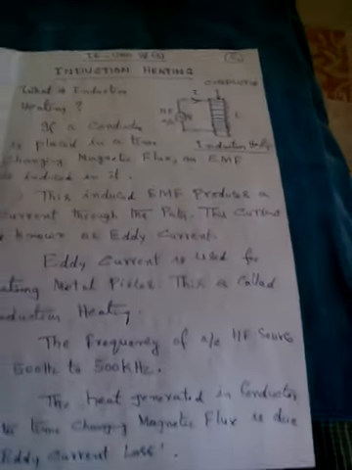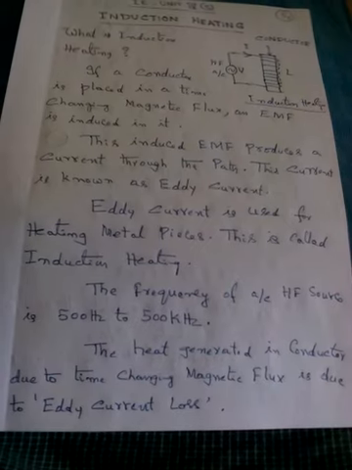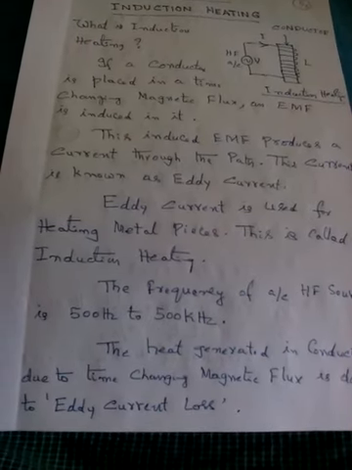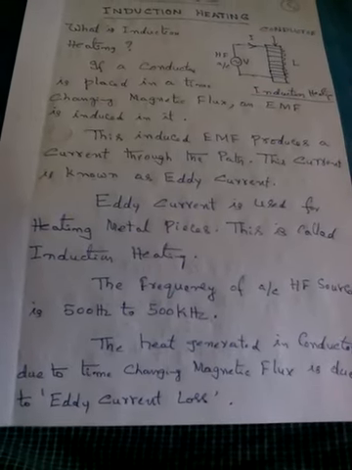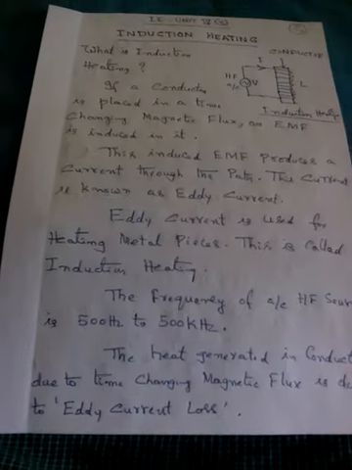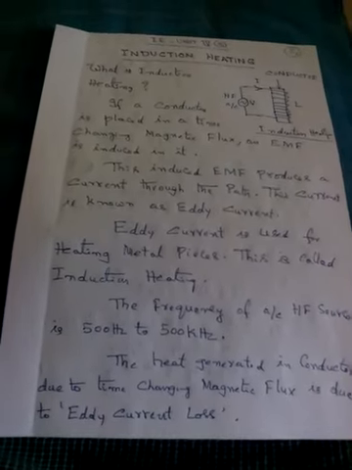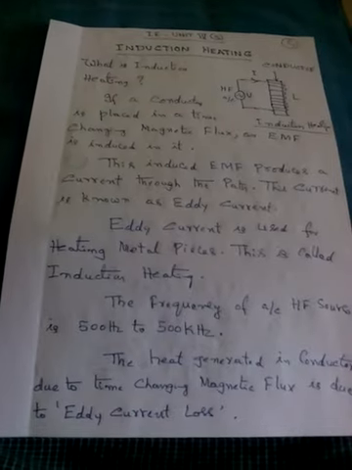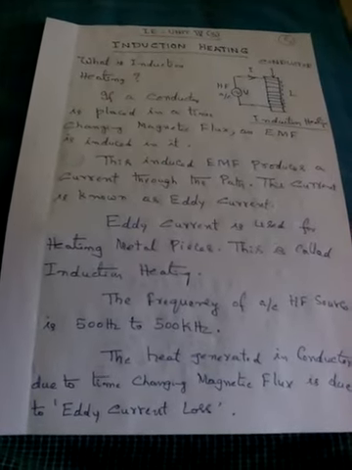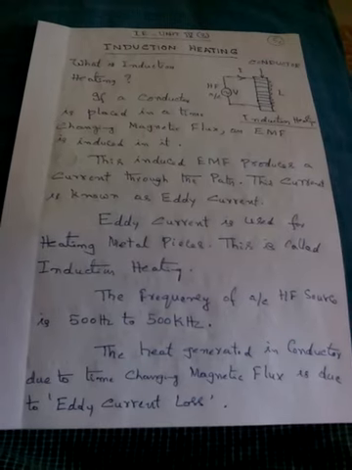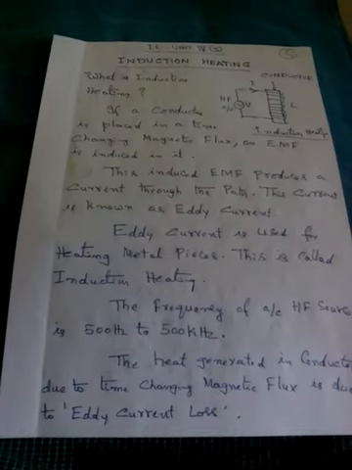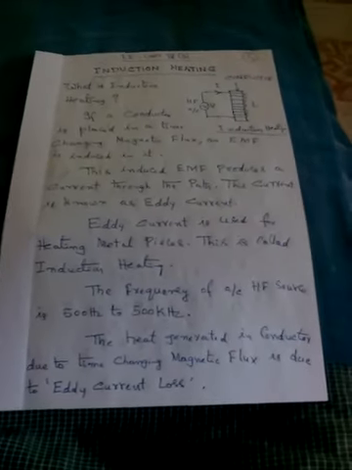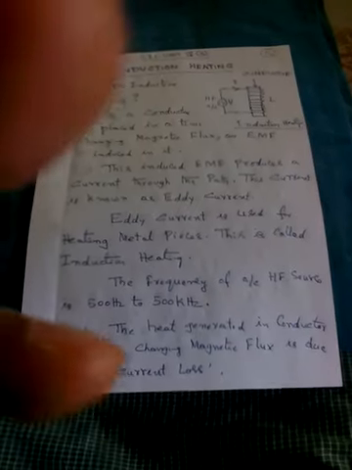Of course, the frequency of this high frequency current source is 500 Hz to 500 kilohertz. The heat generated is due to eddy current loss. So that is what induction heating is. This induction heating is very much used in industry for surface hardening of metal rods, conductors, and sometimes metal sheets also.